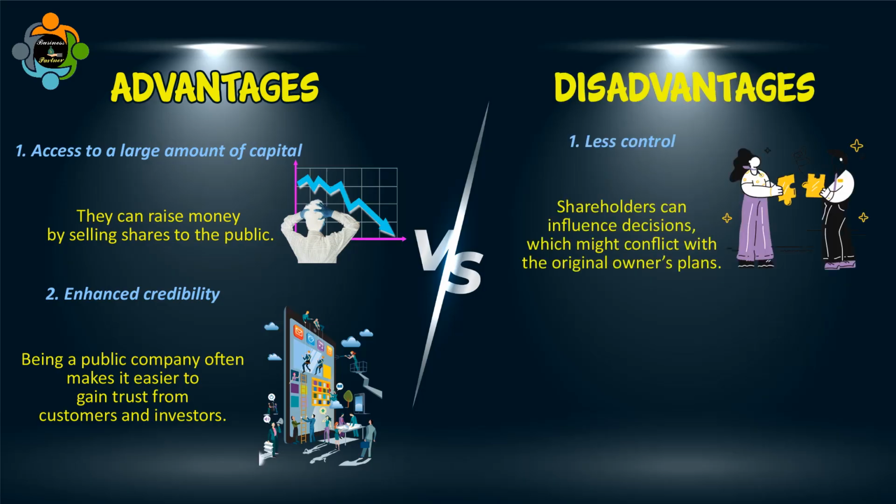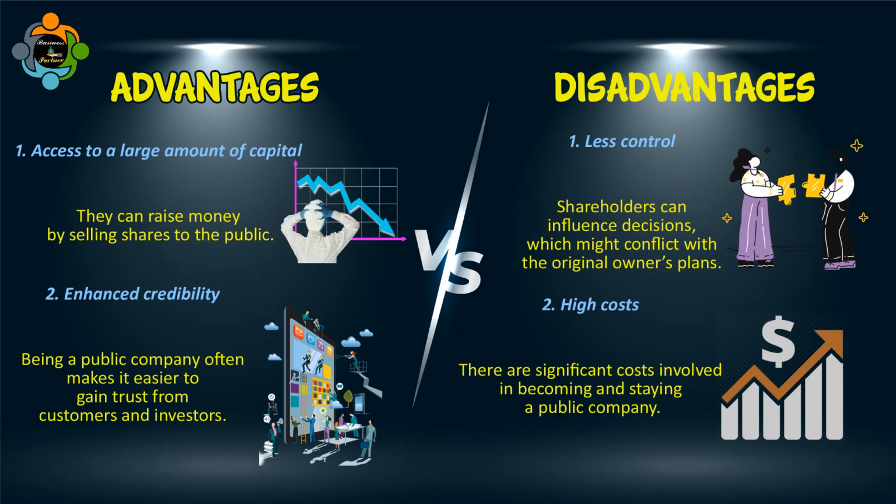Disadvantages. Number 1. Less control. Shareholders can influence decisions which might conflict with the original owner's plans. Number 2. High costs. There are significant costs involved in becoming and staying a public company.